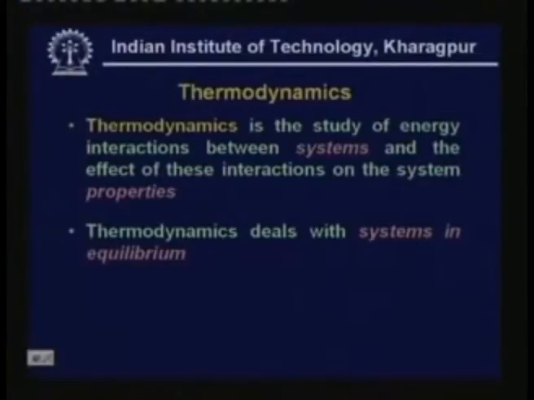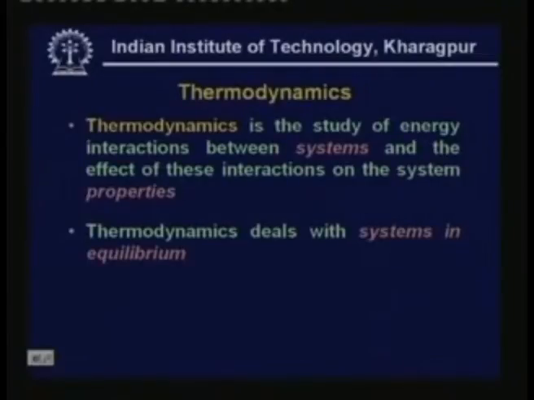And thermodynamic systems, generally the subject of classical thermodynamics deals with systems in equilibrium. What do we mean by equilibrium? Normally equilibrium means a condition of balance between opposing factions. If I say that a system is in thermal equilibrium, that means there are no temperature gradients inside the system, so that there is no net heat transfer inside the system. So, you call that the system in thermal equilibrium.